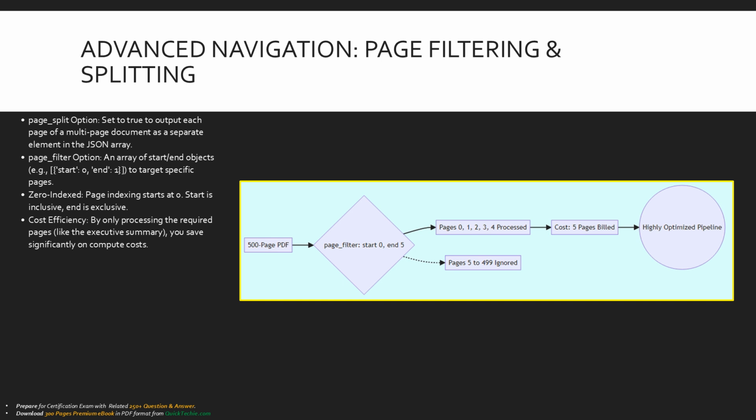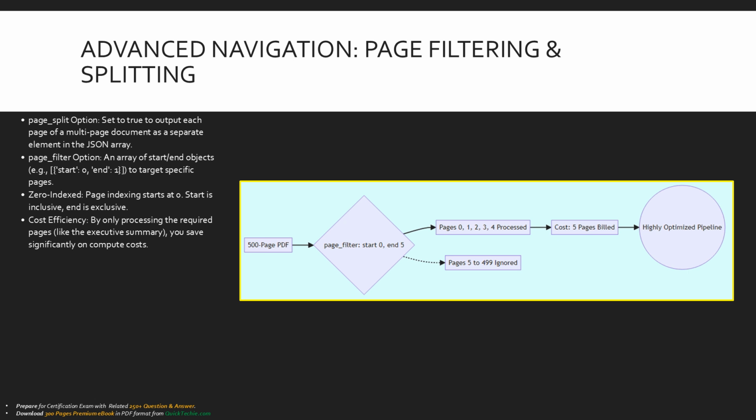Why is this critical? Because Cortex AI bills you per page processed. Using page filter on a 500-page document to only read the first 5 pages will drastically reduce your compute costs and latency. This flow diagram visualizes cost efficiency.